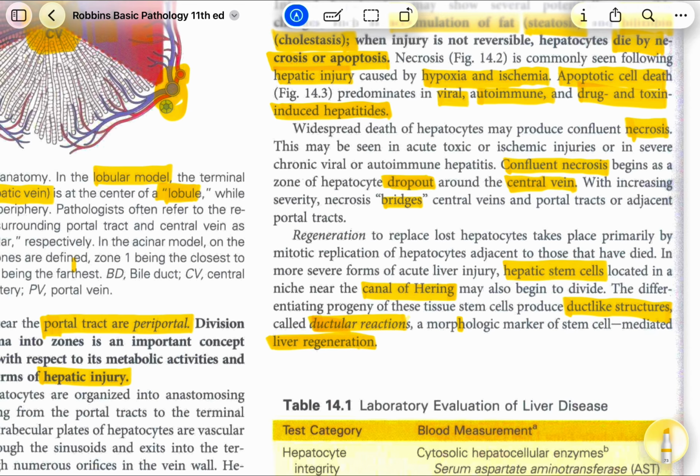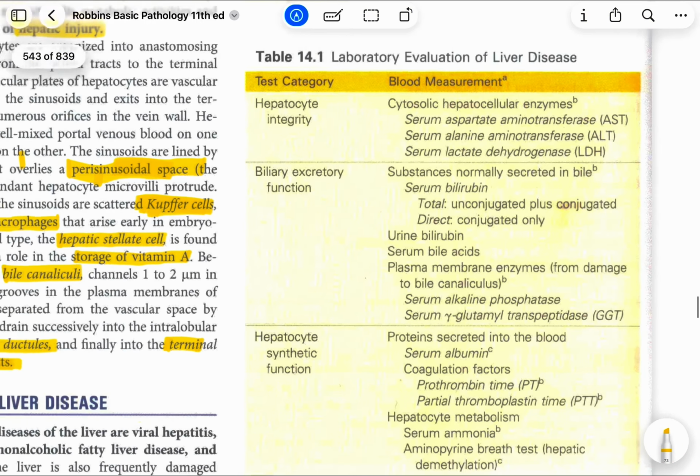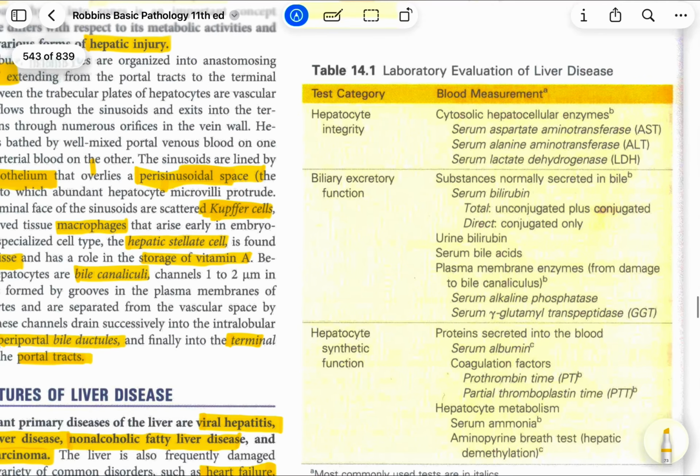Now, how will we evaluate liver disease? What tests are we going to do in case of liver diseases? First is to test hepatocyte integrity. What will we measure? We'll measure cytosolic hepatocellular enzymes. What are these enzymes? First one is serum aspartate aminotransferase, which is AST, serum alanine aminotransferase, which is ALT, and serum lactate dehydrogenase, which is LDH.